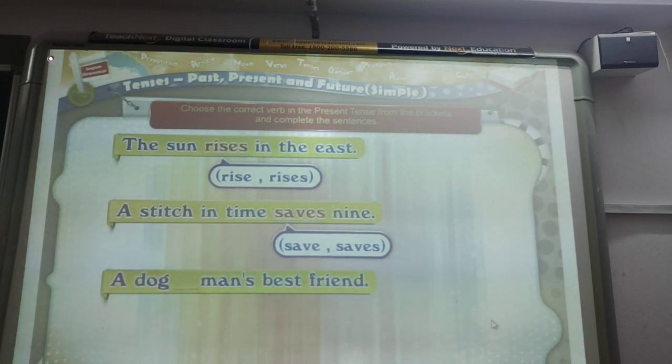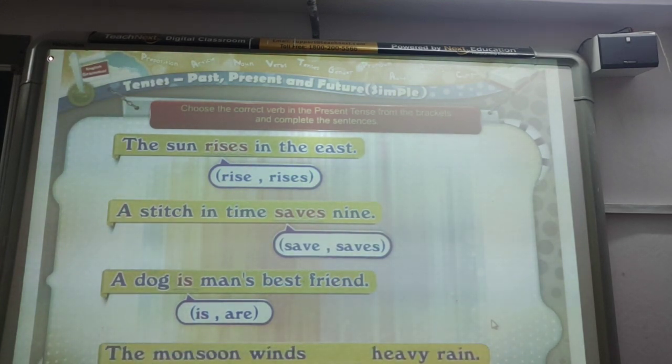A dog dash man's best friend. Is, up. A dog is man's best friend. The monsoon brings dash heavy rain. Bring, brings. The monsoon winds bring heavy rain.